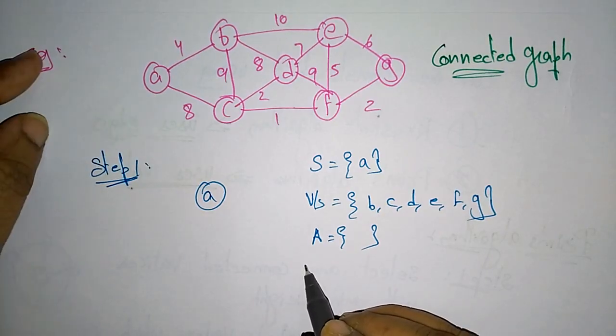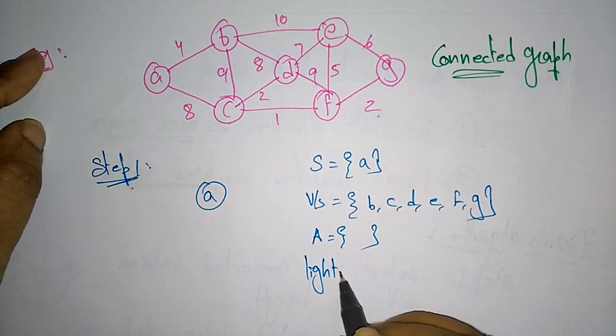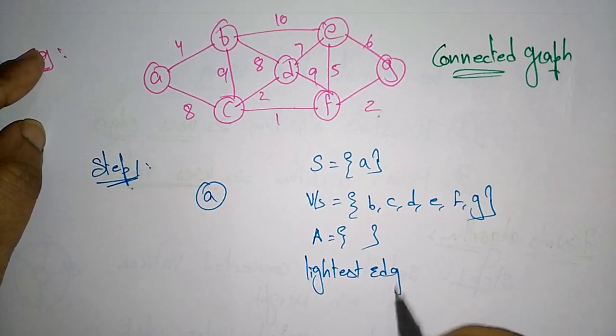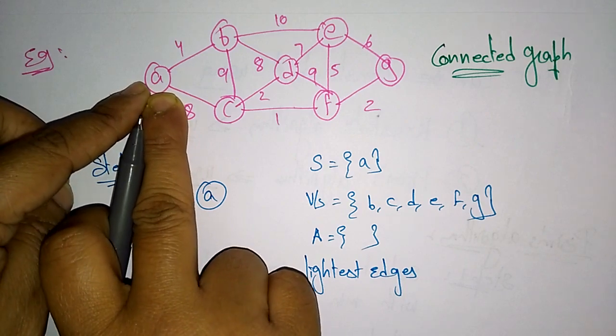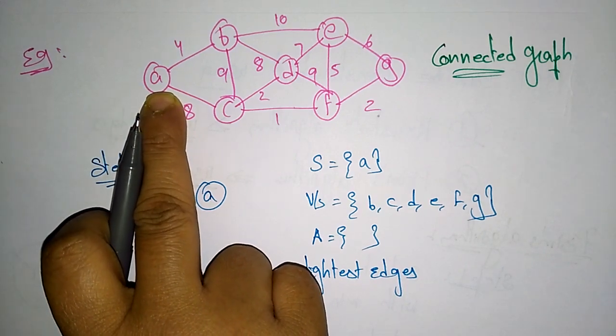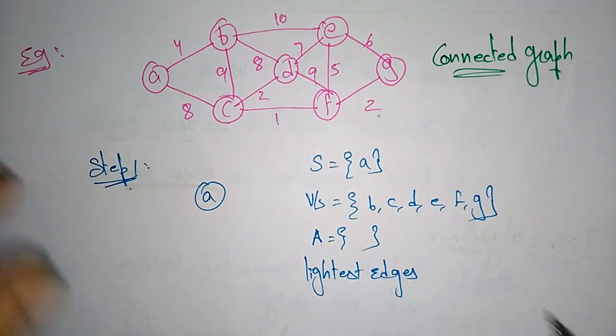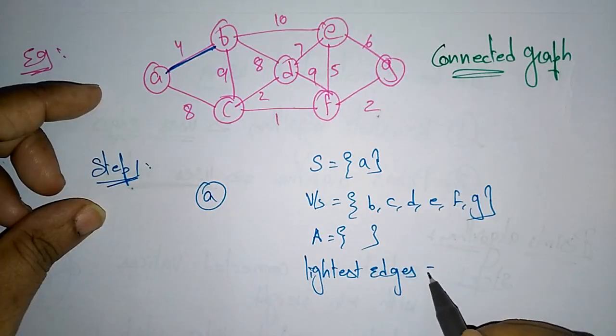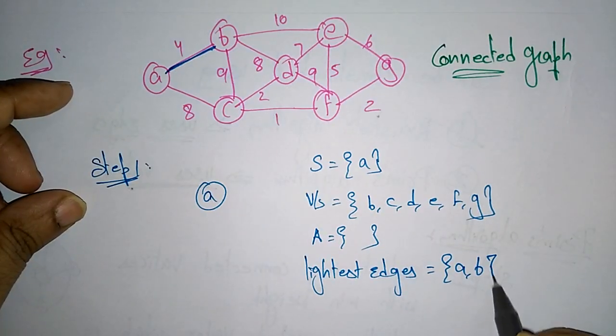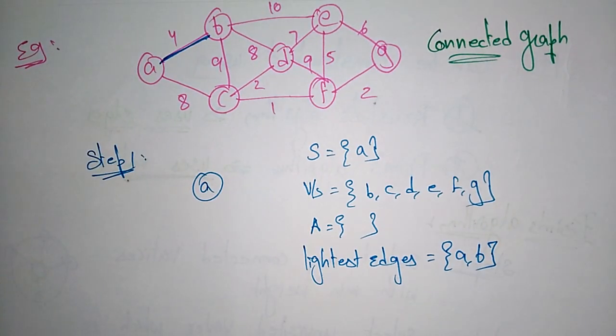So let me write the lightest edges to this A. What is the lightest edge to this A? Either BA or... this is the lightest edge, that is AB. So that I have to select.